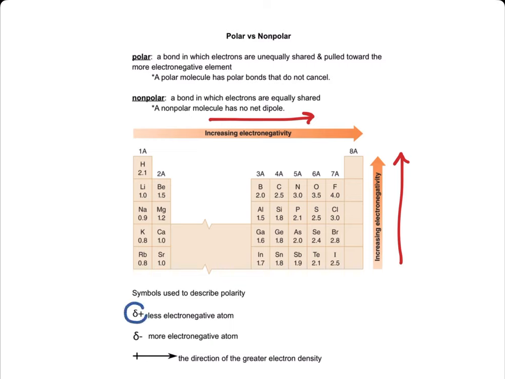Partial positive is assigned to the less electronegative atom. The partial negative symbol is assigned to the more electronegative atom. And we have a symbol for dipole, and that just shows the direction of the greater electron density. Now this dipole has a positive tail end that goes on the less electronegative atom, and it also has an arrowhead that goes on the more electronegative atom. Those are the symbols you use to describe the polarities of the bonds.